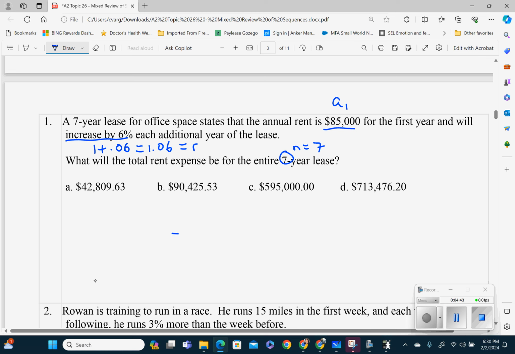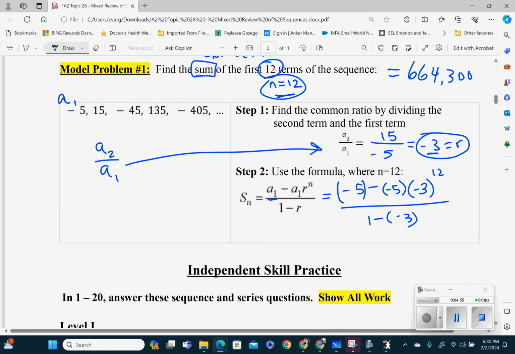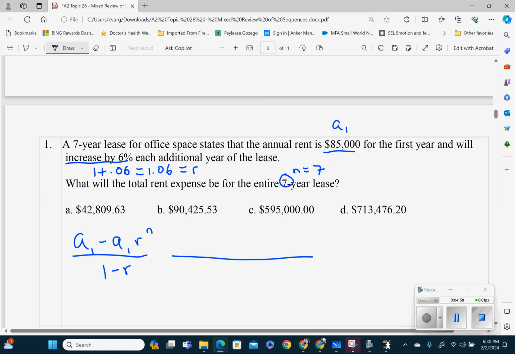So if I said to you, okay, so we're going to plug this into our formula, right? A1 minus A1, R to the n, all over 1 minus R. Let's just make sure that we have our formula correct. Okay, and we do. And so now we're just going to go ahead and plug this in. So our A1 is 85,000 minus 85,000 again. You're going to multiply it by the R, which is 1.06, to the N, which is 7. And on the bottom, we're going to do 1 minus our R, which is 1 minus 1.06.